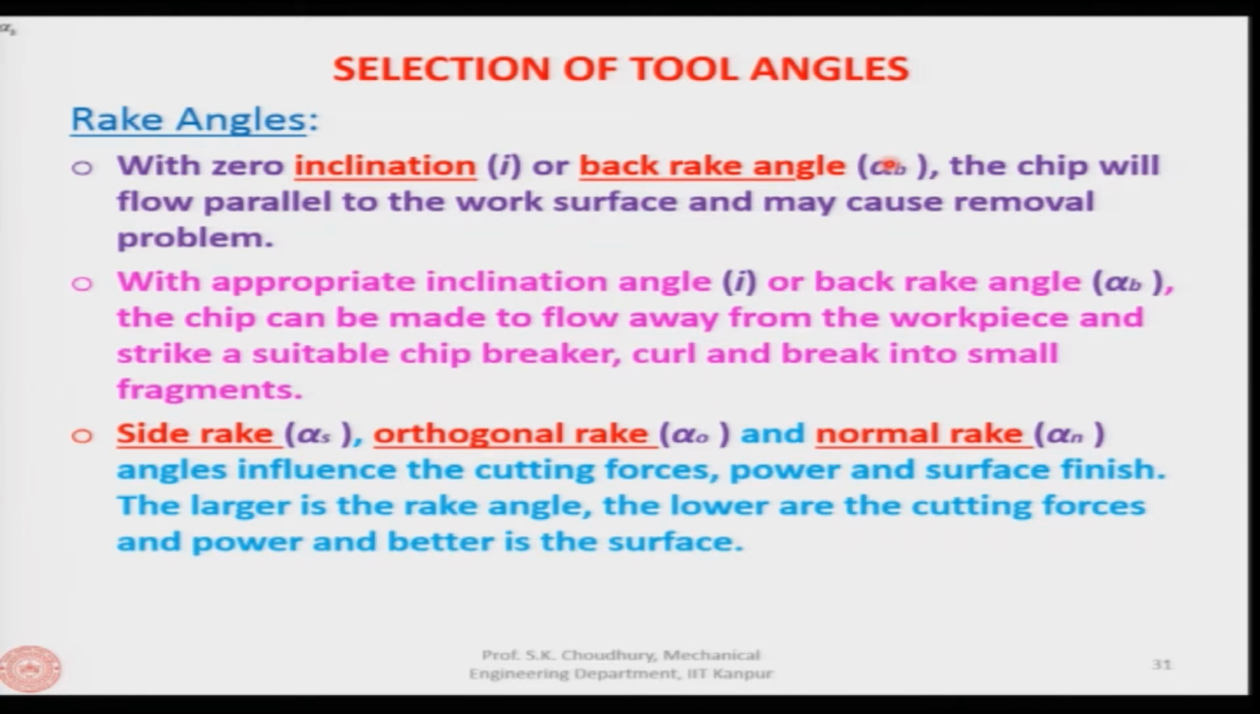Similarly, side rake, orthogonal rake and normal rake are the three rake angles in three different systems: this is in ASA, this is in ORS and this is in the NRS system. These angles influence the cutting forces, power and the surface finish. These are very important angles, whereas the back rake angle, for example, will not affect the surface finish or the power and cutting force. The larger the rake angle, the lower the cutting forces and power and the better the surface finish. This is in general.